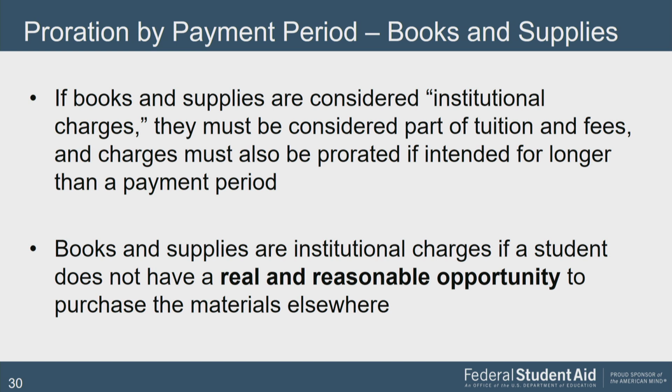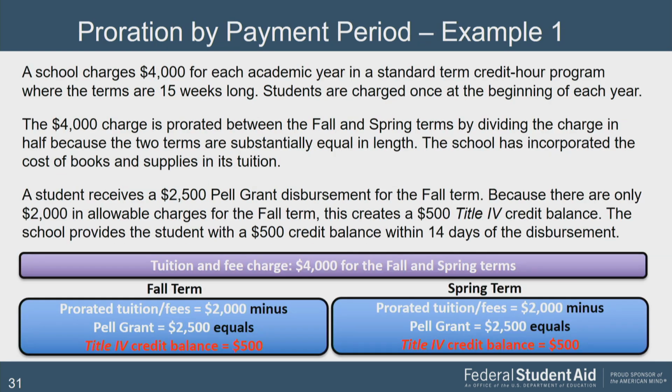Books and supplies are institutional charges if a student does not have a real and reasonable opportunity to purchase elsewhere. And that is the key element of this that you want to remember. So it would do well to repeat that as often as possible. As David pointed out, we do have a couple of examples here to try to tie in all of what we've just talked about, and see how it works out with some actual numbers. So let's take a look at this.